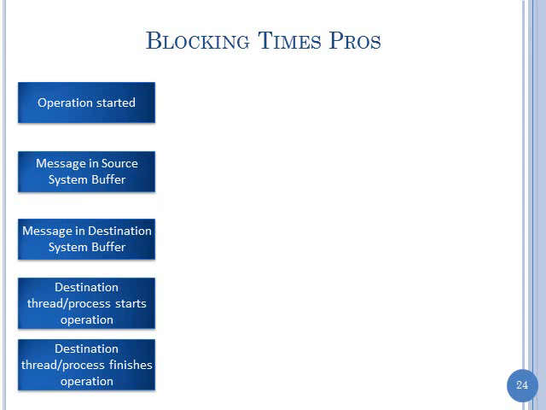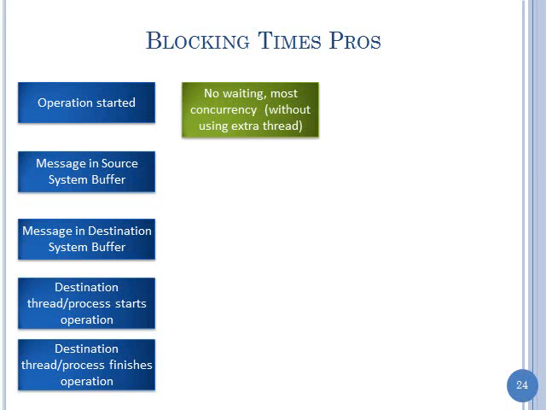So blocking time, let's just go and see. Operation started. So what applications can afford to just not worry at all? This is no waiting, most concurrency without using an extra thread. You can always, as we've seen, just have another thread that blocks. And I'm sending load. The computers are doing some kind of load balancing, and they're sending each other load averages and saying, okay, I'm the least loaded, you're so much loaded, and we can figure out some algorithm to decide which computer will execute the next process.